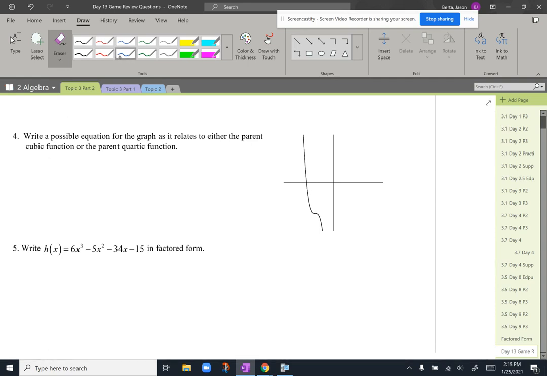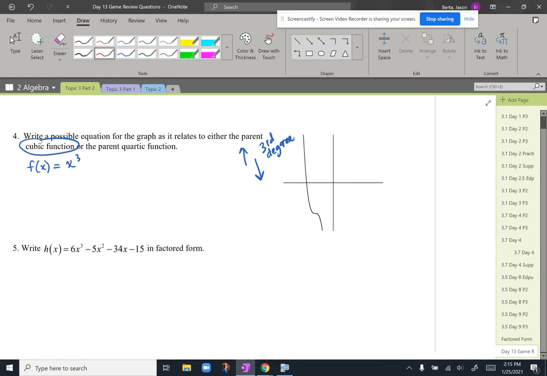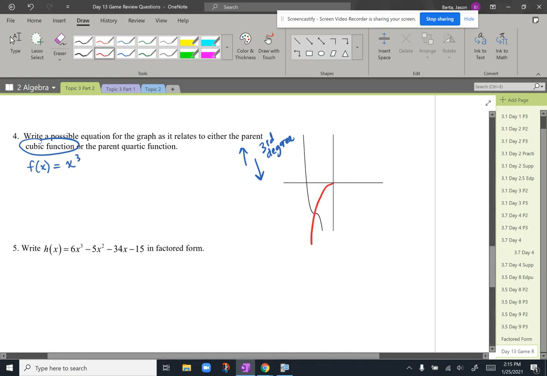First of all, we see that the end behavior of this graph looks like this, so I know right away this is going to be between a third degree or a fourth. This is going to be a third degree, so it's going to be the cubic function. A parent cubic function is this, and if you recall, that looks kind of like this.